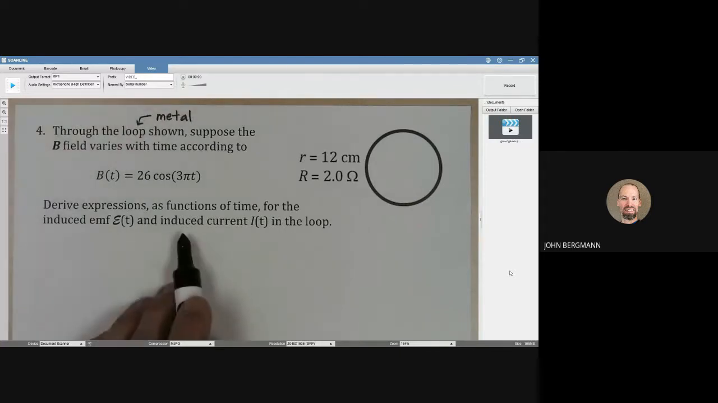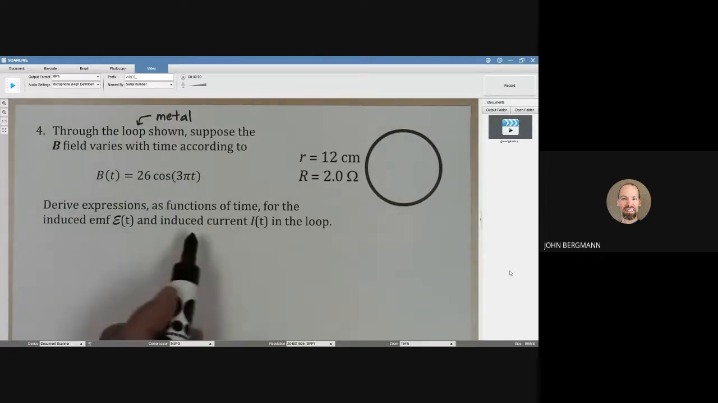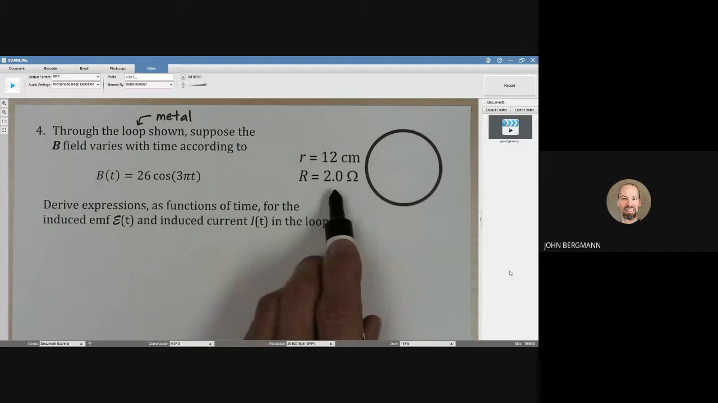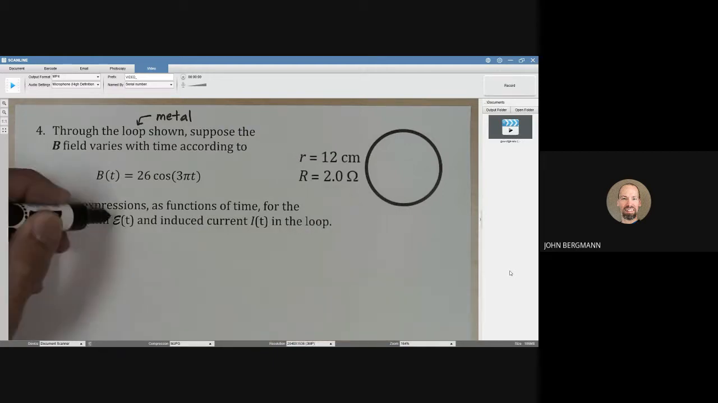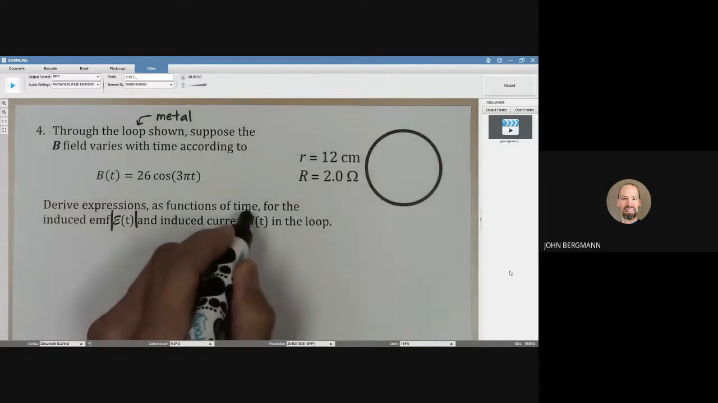If the loop is an insulator, the induced current is going to be 0 with time. We're assuming here that the loop is going to be metal. You can see it's got a certain radius. It has a certain resistance. What we're going to find is just the magnitude of the EMF and the magnitude of the current.